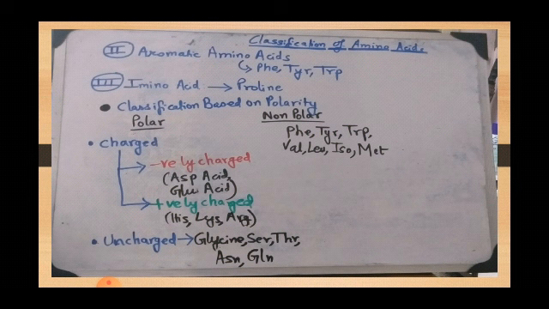Now we come to non-polar amino acids. Non-polar amino acids are phenylalanine, tyrosine, tryptophan, valine, leucine, isoleucine, methionine. They are hydrophobic amino acids.